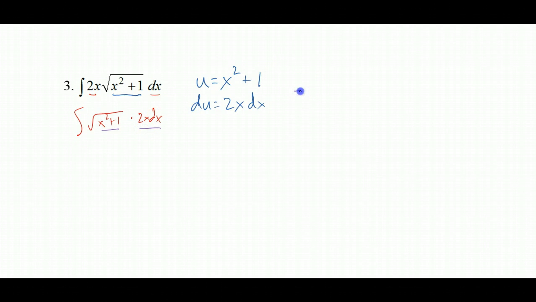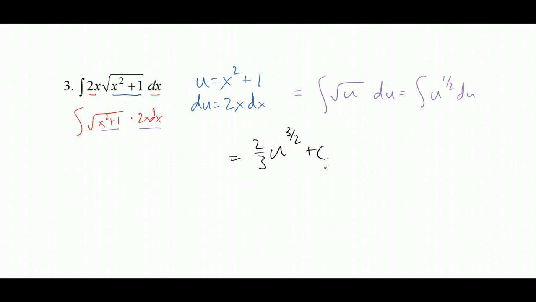So when we rewrite the problem, it now looks like the antiderivative of the square root of u du, or the square root of u to the 1/2 du. Taking the antiderivative, add 1 to the exponent, divide by that new exponent, so we get u to the 3/2 times 2/3 plus c. And the last thing that we want to do, don't leave your problem in terms of u. If you know that x squared plus 1 is equal to u, we can rewrite it as 2/3 times x squared plus 1 to the 3/2 power plus c.